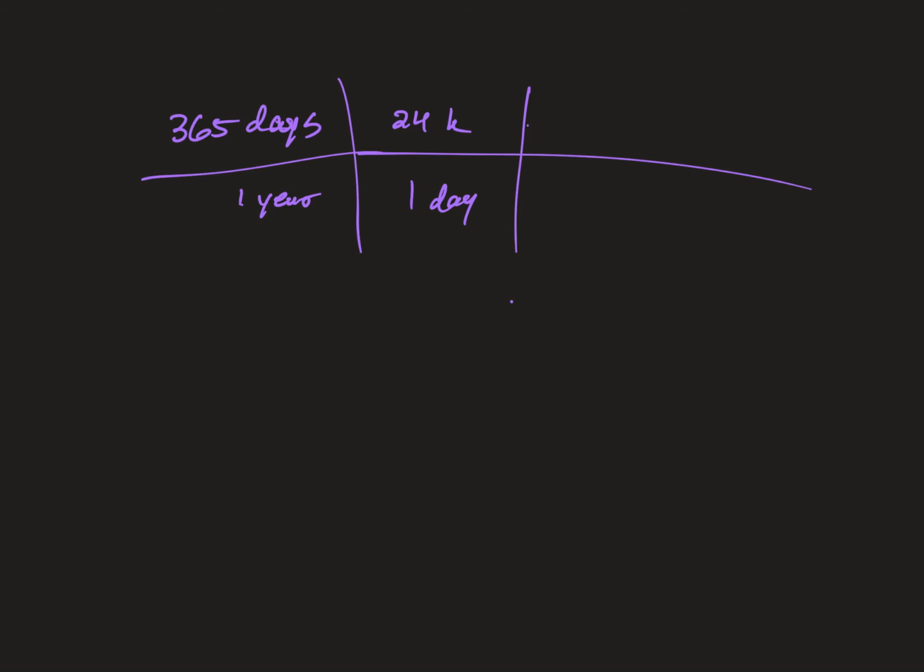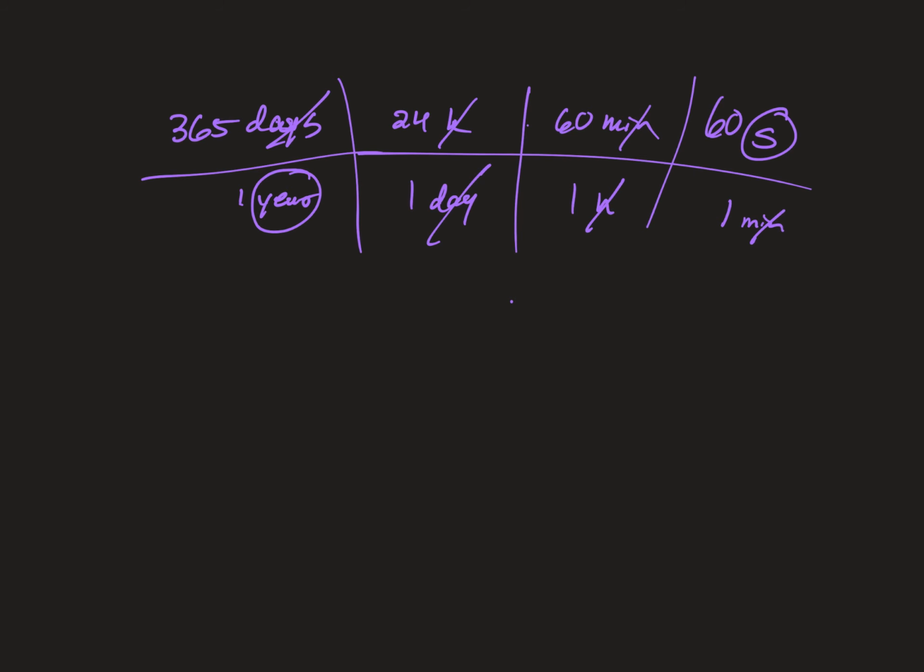So we have 365 days per year. All right. Well, we have 24 hours in one day, so days cancel out. We have 60 minutes in 1 hour, so hours cancel out. And we have 60 seconds per minute, so minutes cancel out. Now we have seconds per year. So 365 times 24 times 60 times 60.